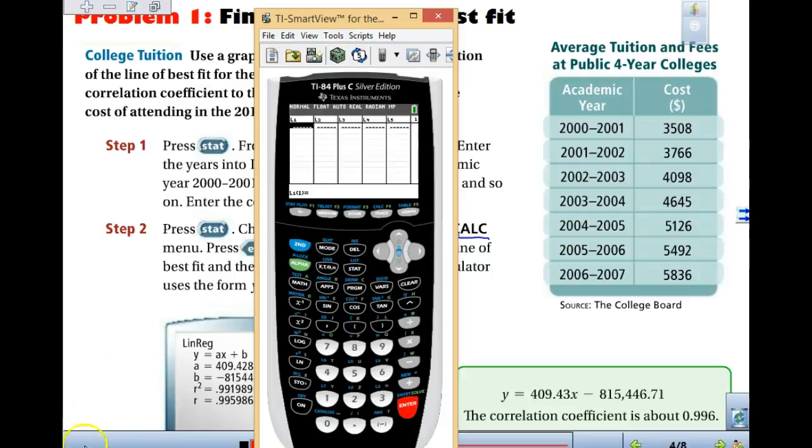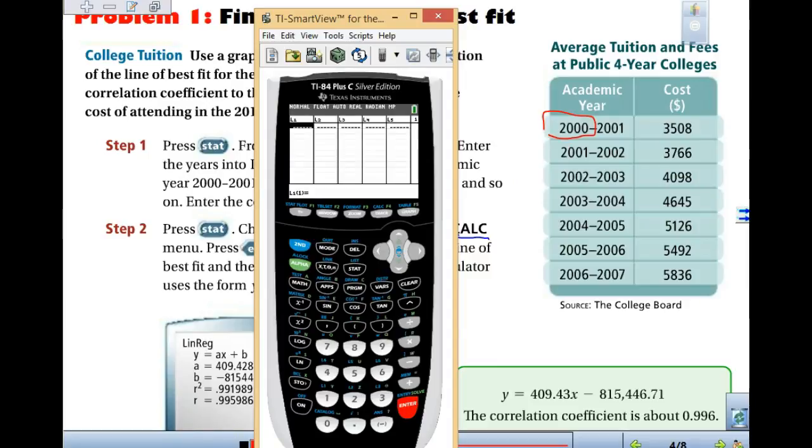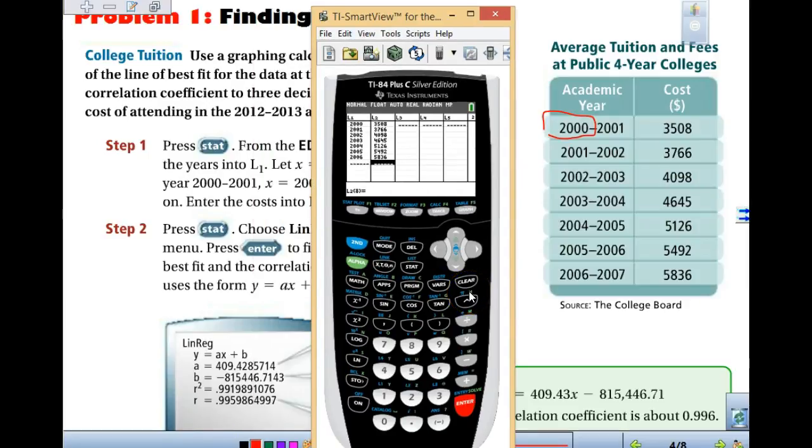So, what I want you to do in list 1 is start putting in, and you're only putting this number in, the 2000, the 2001, 2002, start putting those in your graphing calculator to plot these, because tonight in your homework, you're going to use your graphing calculator to look at that plot.